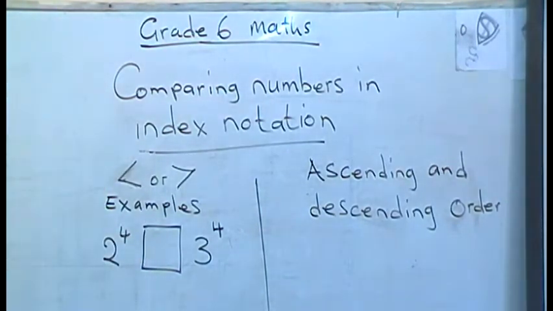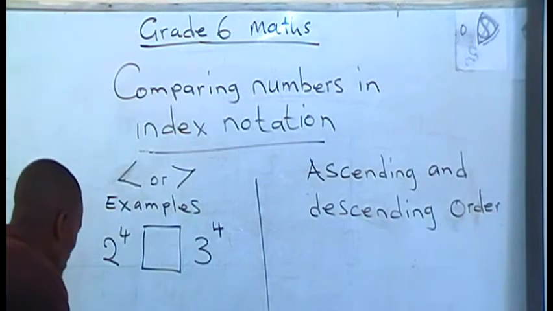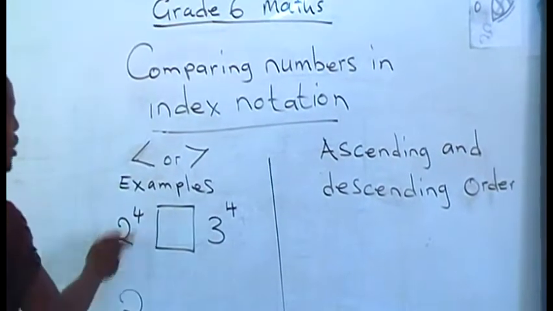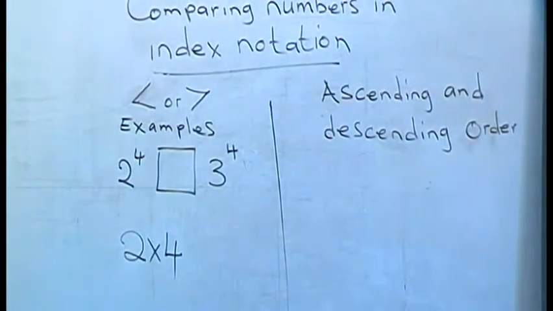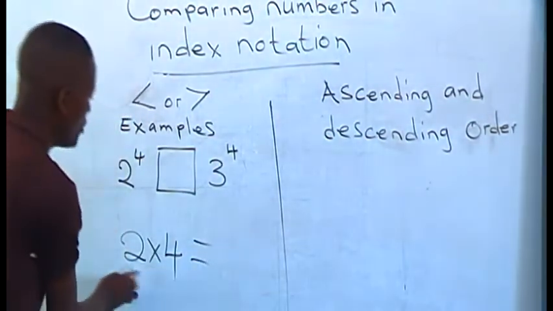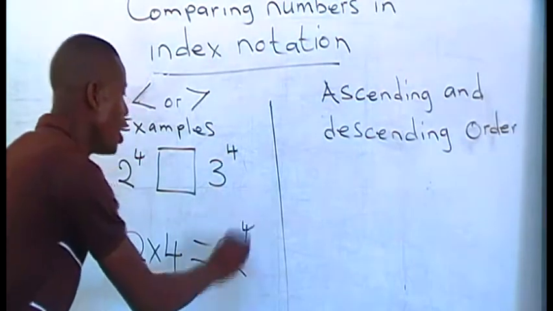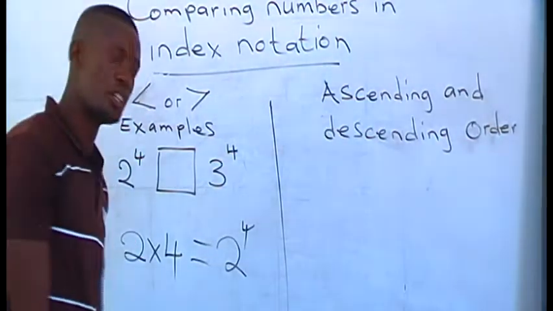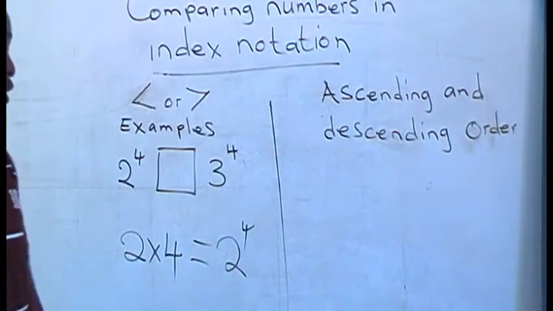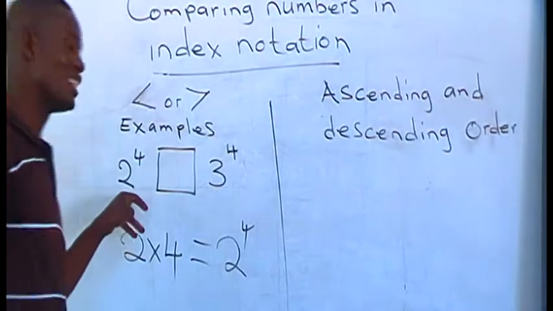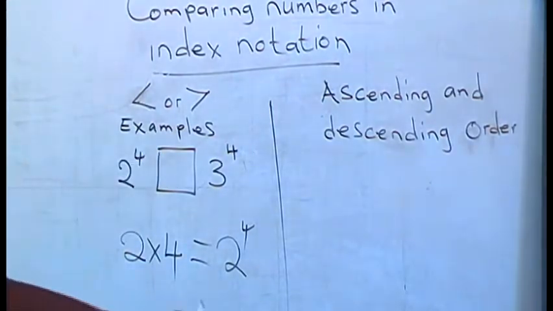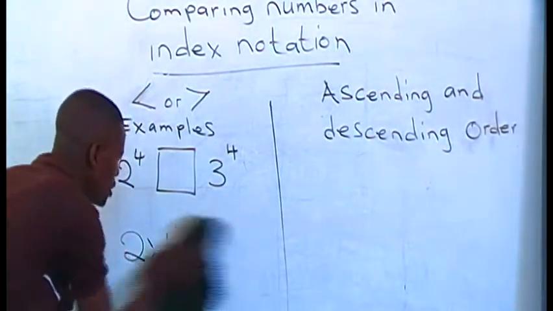In the previous lesson, I saw other pupils getting confused on how to work this out. Others could work it out like this: because it is 2 to the power 4, they multiplied 2 times 4, and then they said 2 times 4 is the same as 2 to the power 4. Is this correct, boys and girls? This is very wrong. 2 to the power 4 tells us that 2 should multiply itself 4 times. So this is the wrong way of doing things, boys and girls.